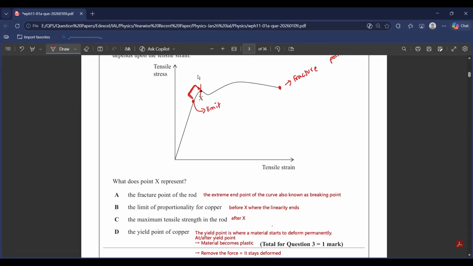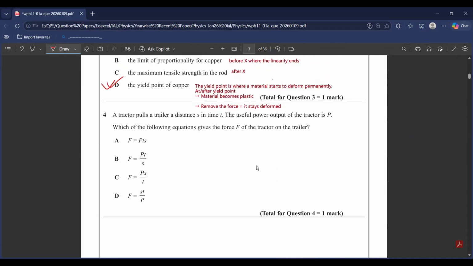So this should be the yield point, after which, you can see after this point X, the material does not hold its shape, right? It has deformed permanently. And after this, it just breaks, right? So this should be my yield point. Moving on to number 4.